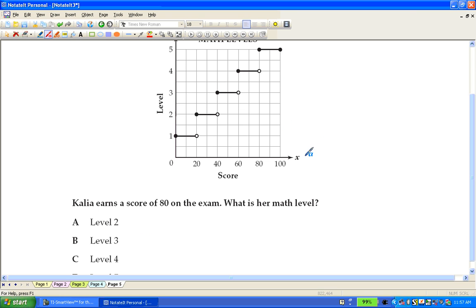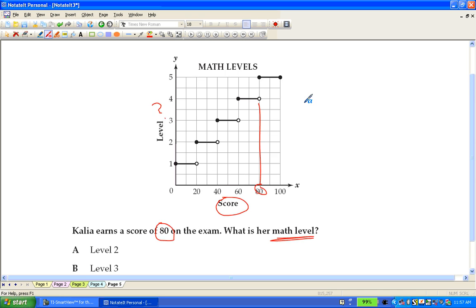But basically the question says she gets an 80. Alright, so here's her score. We want to know what her level is. So this is the big question mark. What level? 1, 2, 3, 4, or 5. Alright, so we find out where 80 is. Follow it up. Alright, we notice that the first thing we come to is an open circle.